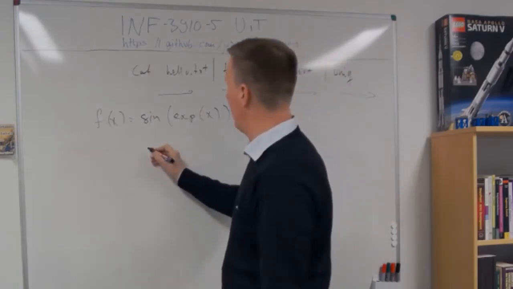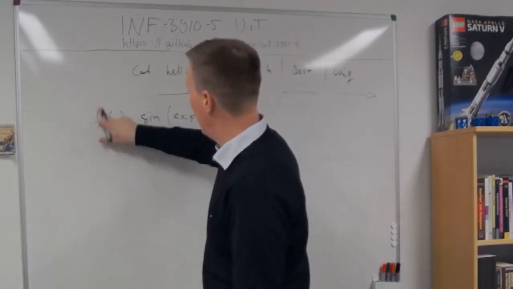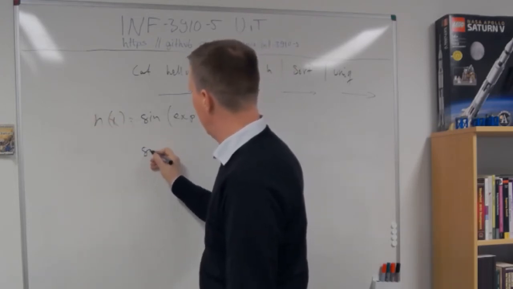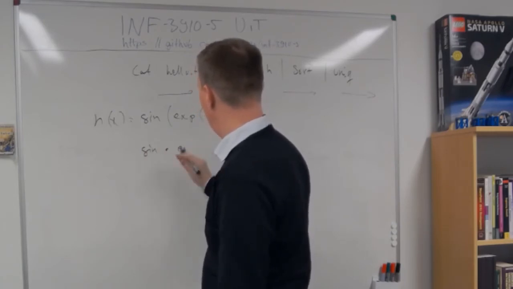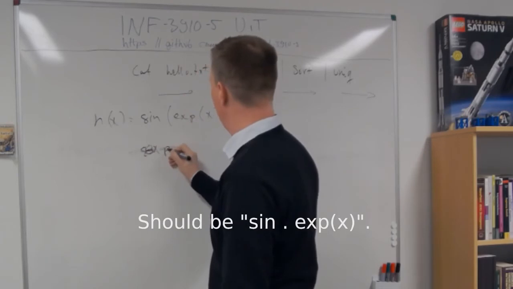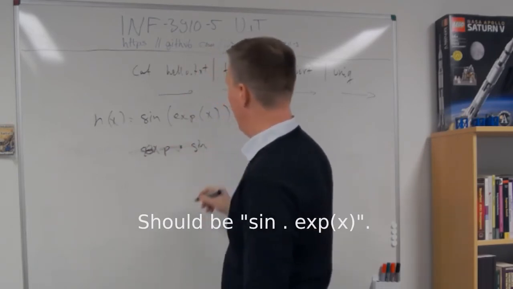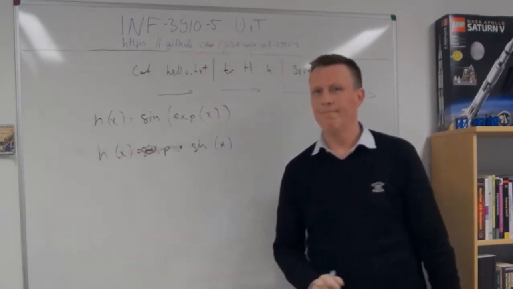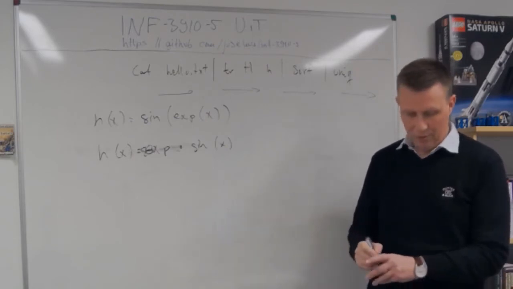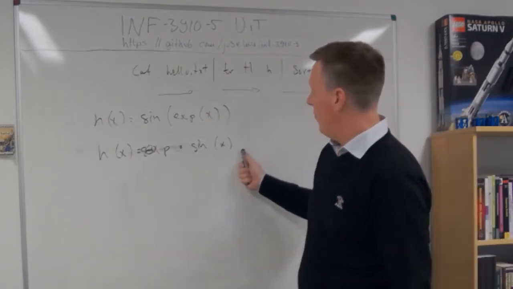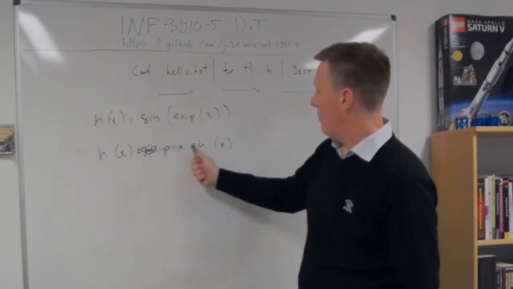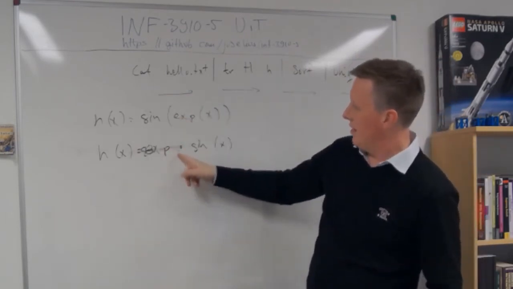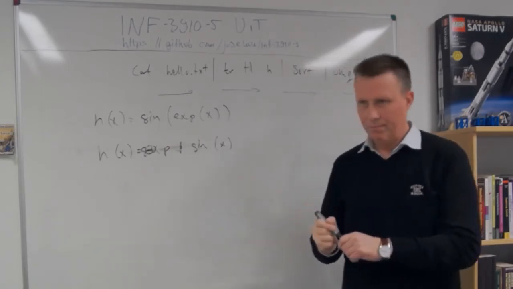In school mathematics, you can write this as, we could call this h instead. We could just say that this is exp, sine, function composition, where this would be read first. First we do the exp, then we do the sine to produce this. Which is, again, like working a little bit like the piping operator.